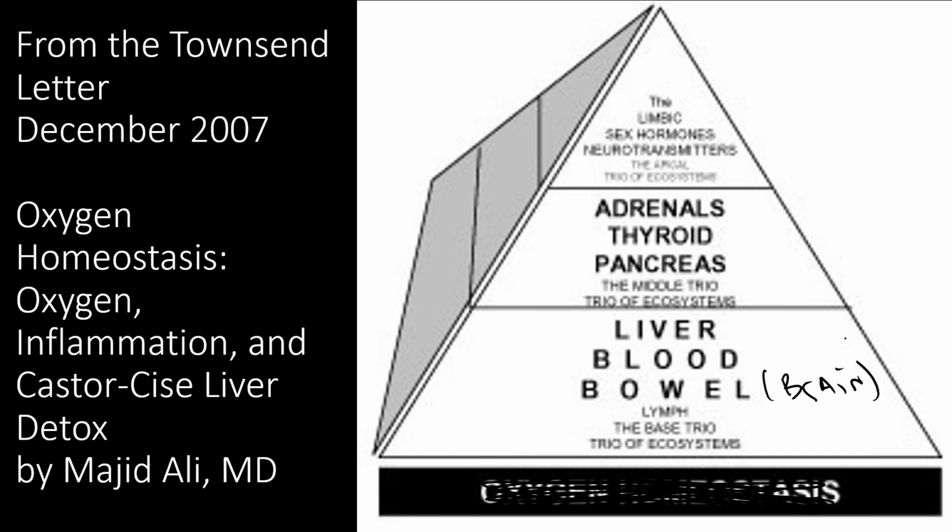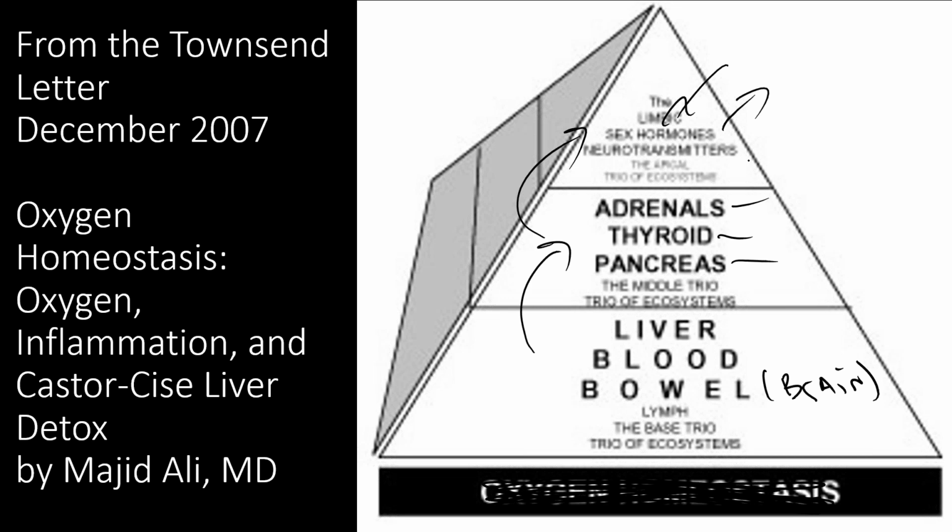So basically this is the base trio: the liver, blood, bowel, brain. This is really the basis of the physiology of the body. When things start going wrong in any one of these, then all of a sudden we start having blood sugar dysregulation, functional low thyroid, that thyroid loop, possible adrenal problems. Then we start having neurotransmitter imbalances, sex hormone imbalances, and then emotional effects through the limbics, and so on and so forth.